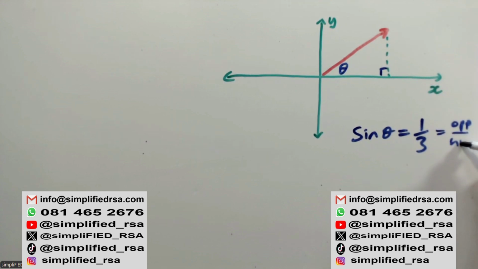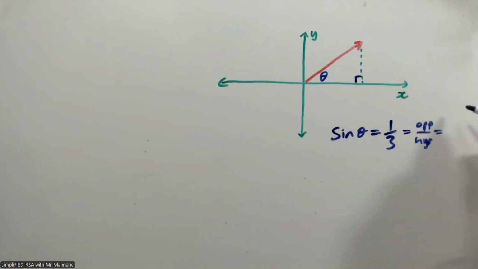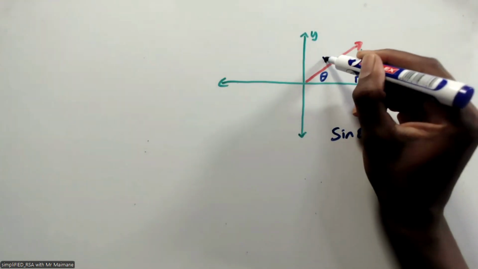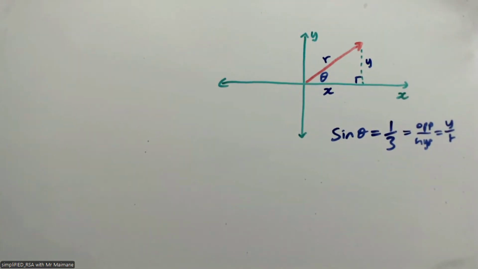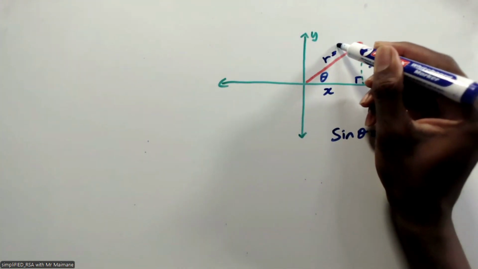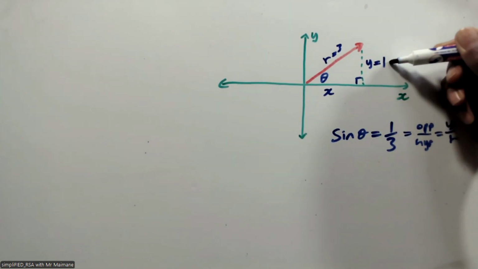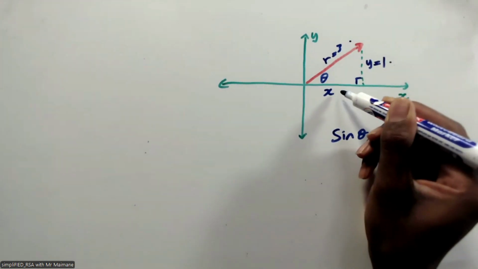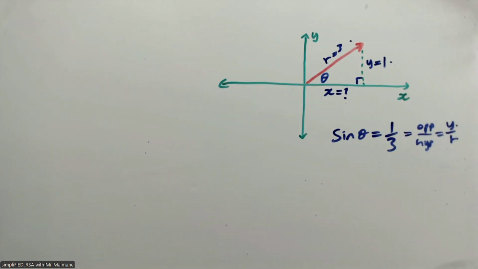Opposite over hypotenuse. And we know that in terms of x and y, sine would be y over r, right? So I'm going to name this side r, this side y, and this side x, because ideally, I believe at this point, you know this. Therefore, you are given this side and this side, because sine is y over r, meaning y is equal to 1, r is equal to 3. And then suppose now you have to determine the value of x.